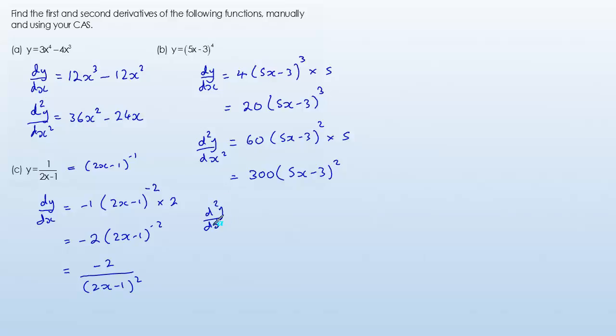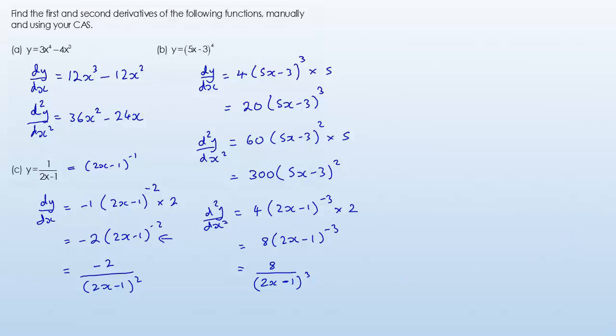Then to differentiate that again, obviously we're going to go from here rather than the bottom one. So negative 2 comes down in front of the multiplier, we get a positive 4, (2x minus 1) to the negative 3. Multiply by the differential of the inside, and that gives us 8(2x minus 1) to the negative 3. So that gives us 8 over (2x minus 1) all cubed.